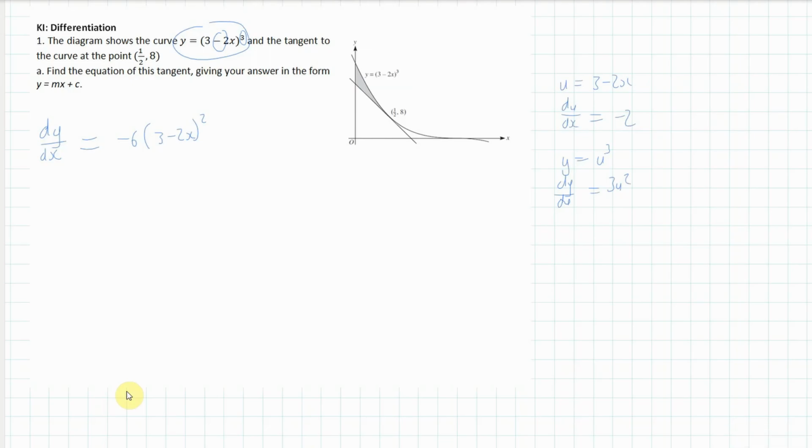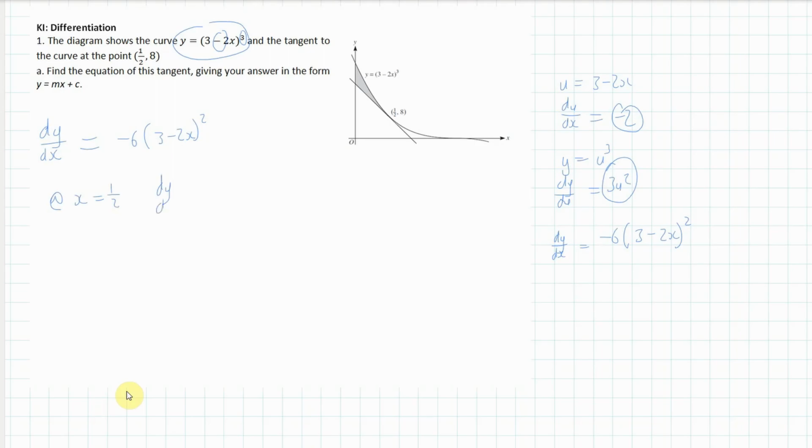Okay, so then we can go dy/dx equals, we times this one by this one, so we get -6u squared, and u of course is this, and then squared there. So it's exactly what we got using the quick method that I've shown you. So that's the gradient. Now, at x equals 1/2, what do we get?